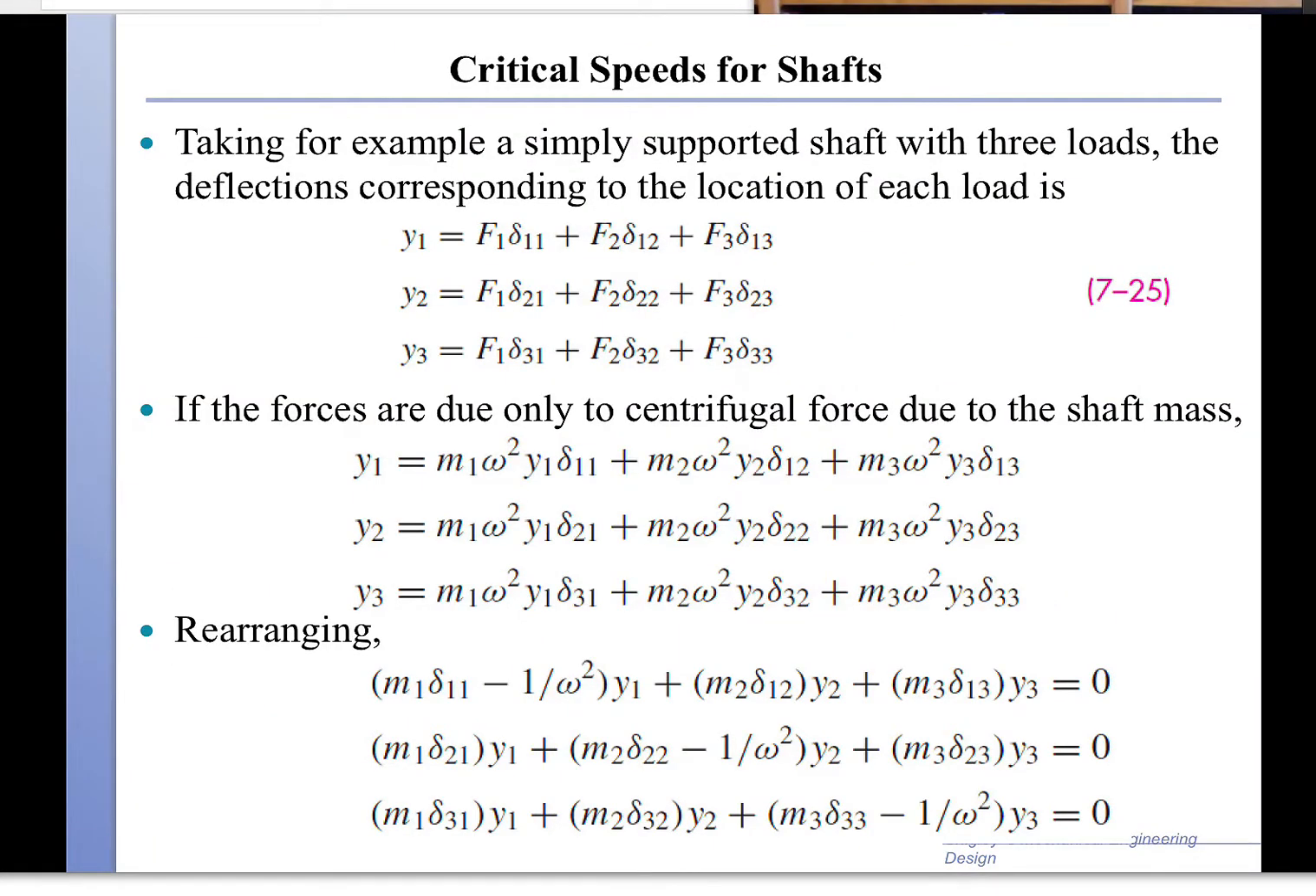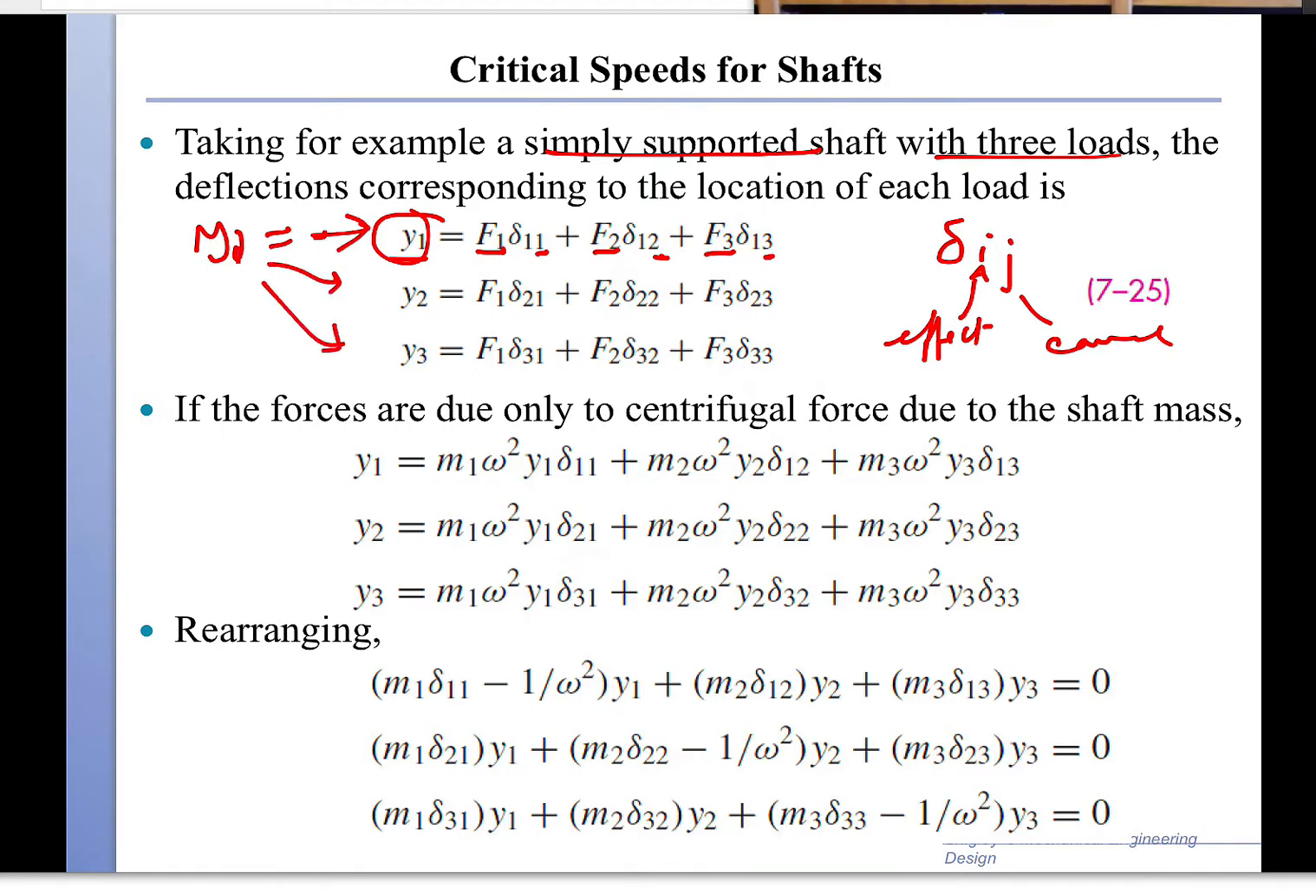So let's now move on to a simply supported shaft that has only 3 loads, but that can be generalized to many loads if we wish. The deflection at point 1 is a result of force 1 located at j equals 1, force 2 located at j equals 2, and force 3 located at j equals 3. Note that this is delta_ij, so this is the effect, and this is the cause. The cause is the load at point j, and the effect is at point i, where we want to find the deflection, which is y1. So y_i is either y1, y2 or y3, with i equals 1, 2, 3.